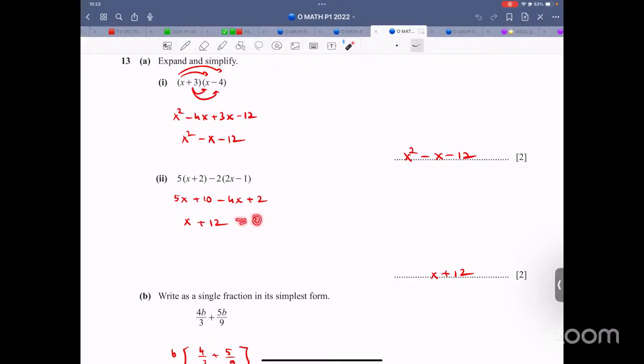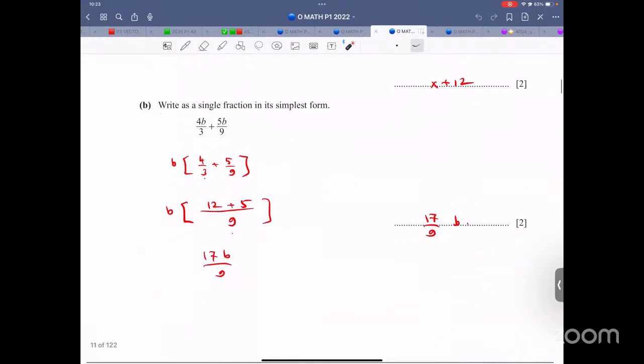Some people get really excited and then they equal it to something, zero most likely, and then they get the value. That's not what they're asking. Writing as a single fraction in such a scenario, the very first thing you need to do is take this b common out. So b is common out, and then it's a simple fraction question.